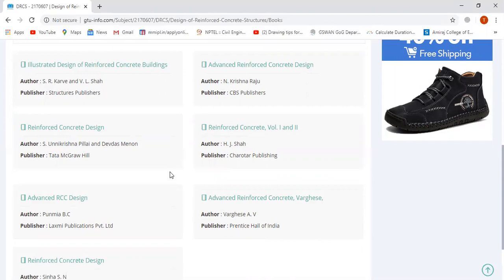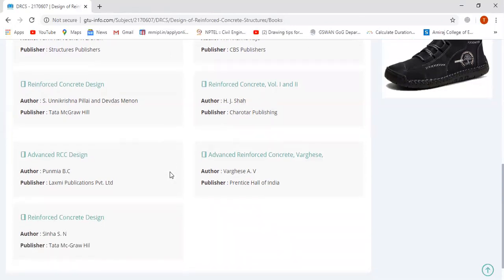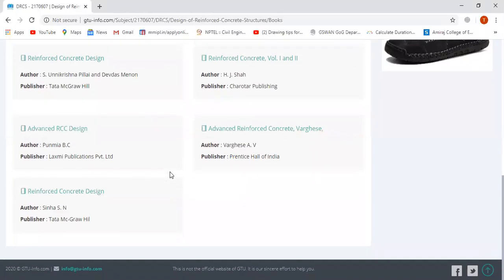Now the most important books, which I refer you to. The book is Dr. H.J. Shah, Reinforced Concrete Volume 1 and Volume 2. From Volume 2, our whole syllabus is covered. So I prefer H.J. Shah for study material.